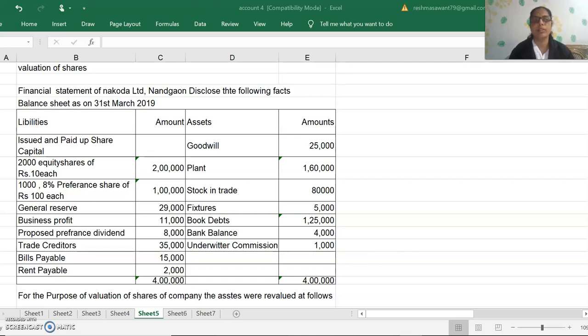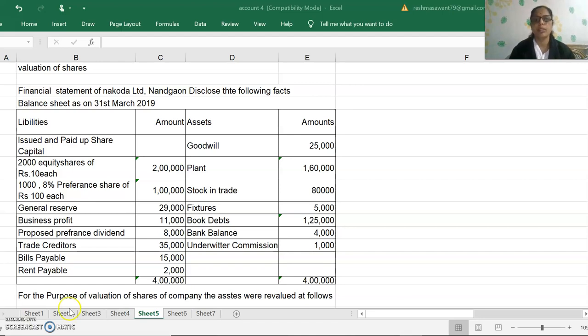Hi student, today we will discuss question number 1 from the valuation of shares. In the previous session we discussed the theoretical part of valuation of shares, why it is necessary and the need for valuation of shares, as well as some methods to calculate the valuation of shares. Today we will discuss one method of calculation of valuation of shares.